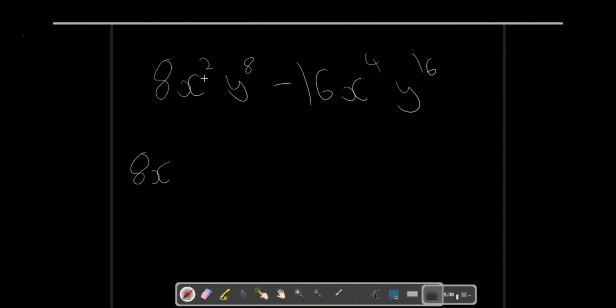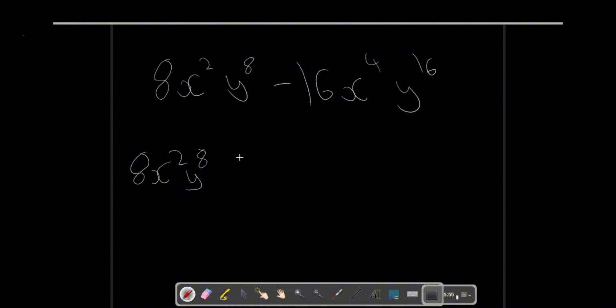X squared is common. X squared can get in here and here. We can find x squared here and here. And then y to the power of 8 and y to the power of 16. The common thing is y to the power of 8. We can find y to the power of 8 inside here and inside here.